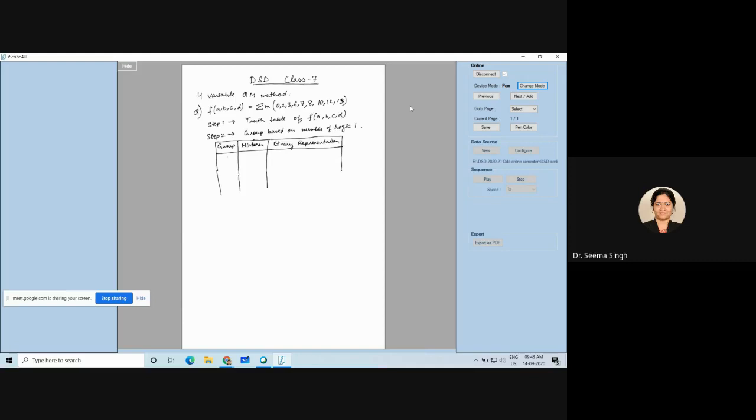You told me group 1 will be minterm 0 and the binary representation is 0000. This forms your first group. What is your second group? Second group will have 1 ones. So only 2 and 8 is there, which has only 1 ones. So 2 and 8.